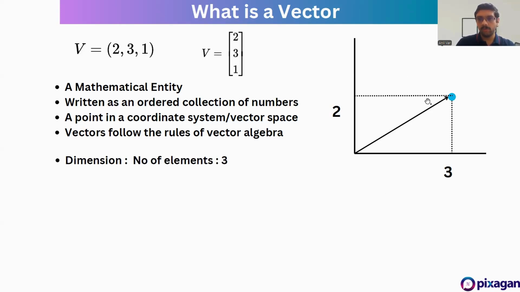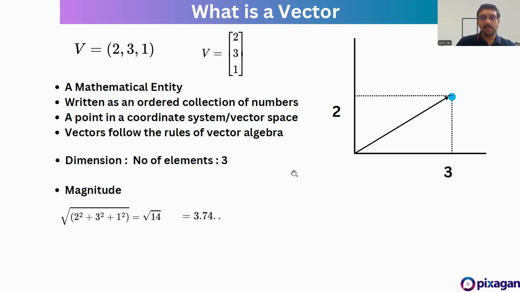This is a two-dimensional coordinate system. You can think of the V here as a three-dimensional vector, a vector in a three-dimensional coordinate system. The number of elements in the vector is the number of values here. So in this case, it would be 3 for this V.